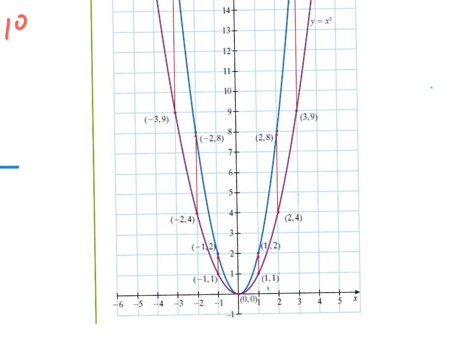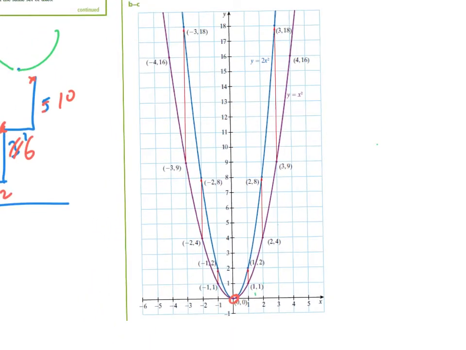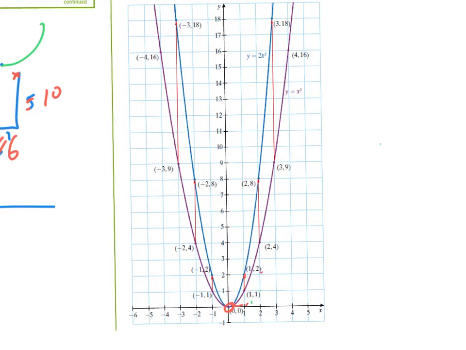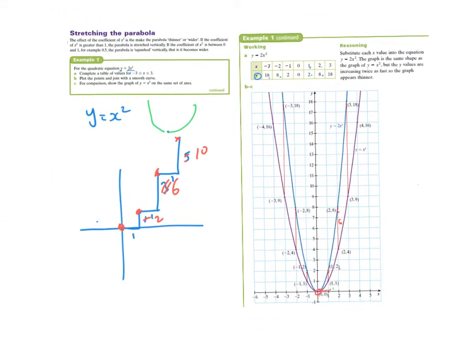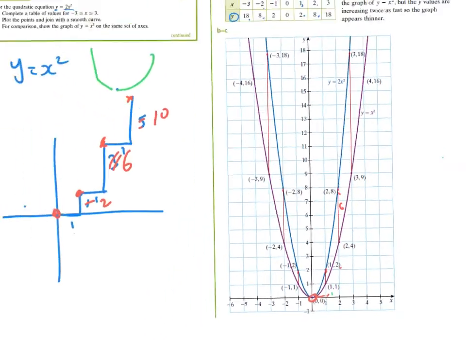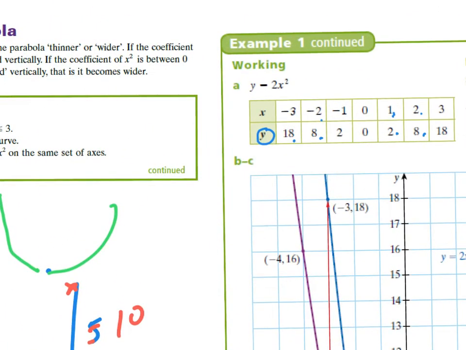So it's actually possible for you to go from (0, 0), which is the turning point, 1 along 2 up, 1 along 6 up, and so on. So just keep that in mind. But the other thing that's just as important to notice is that the graph itself is twice as stretched, or twice as skinny. So you're going to get skinnier graphs if you have a number in front of the x squared. This one stretches up twice as high for each value of x squared because it's 2 times x squared.